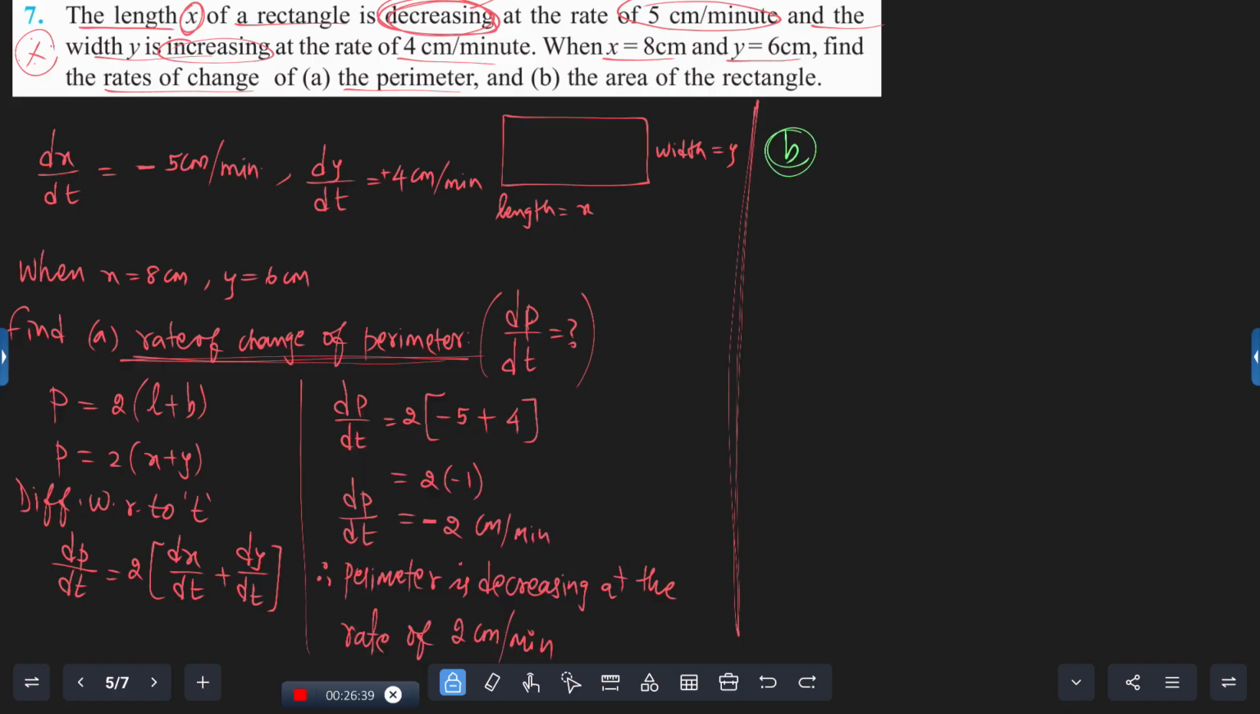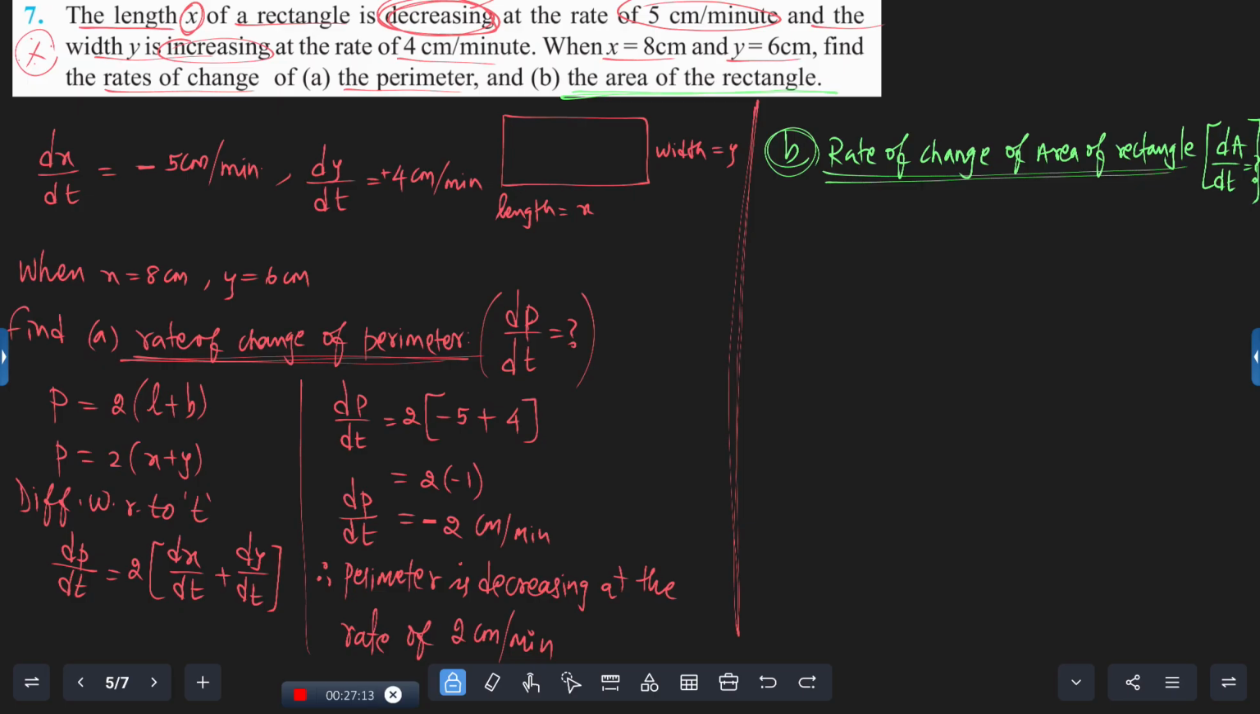Now question B. What are they asking? Rate of change of area of rectangle. Rate of change of area of rectangle, what can we mention? Area means dA divided by dt is equal to question mark. That is what you have to mention.